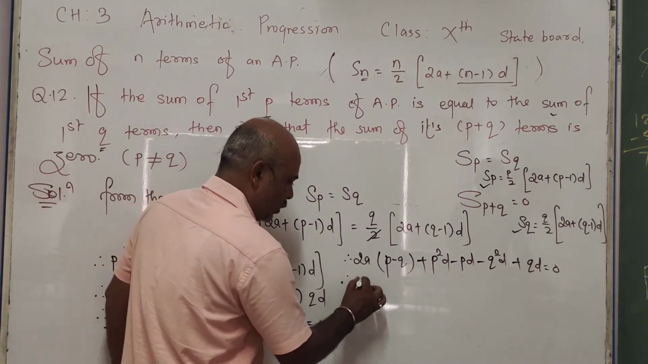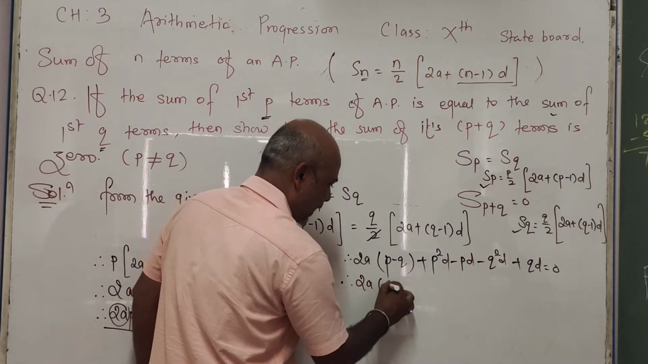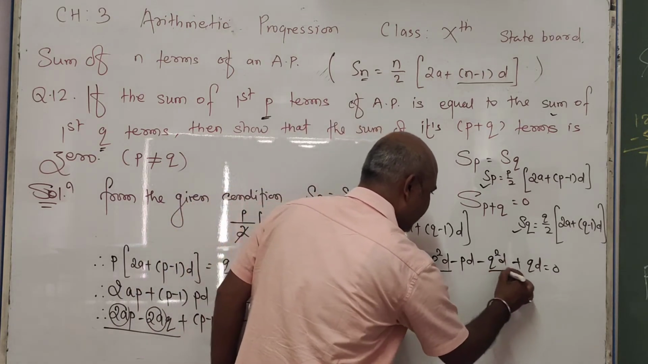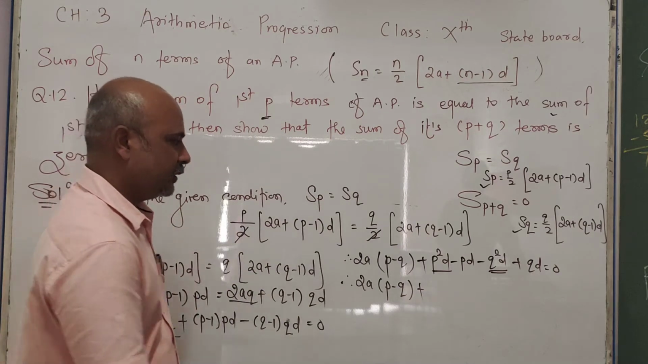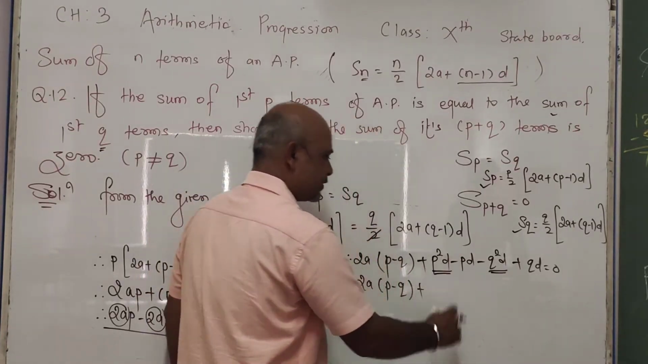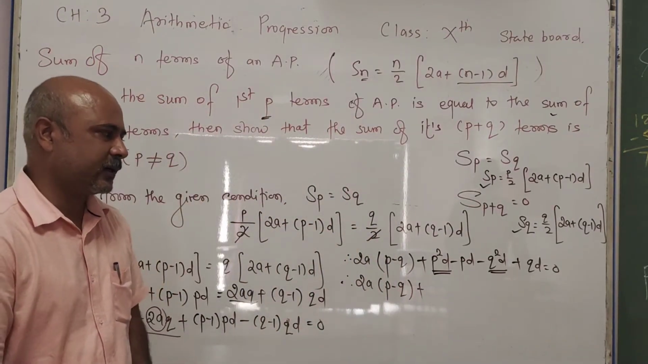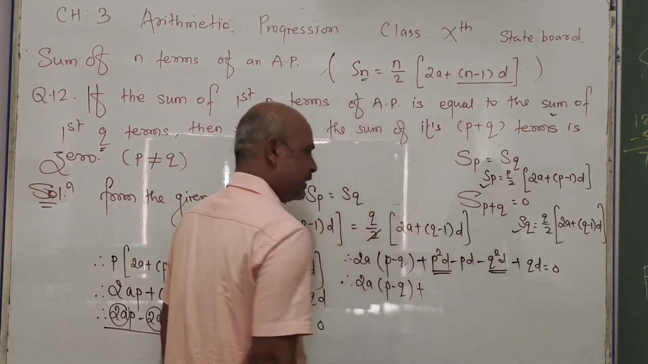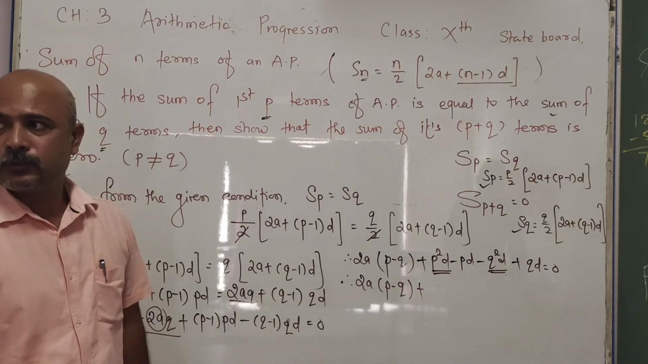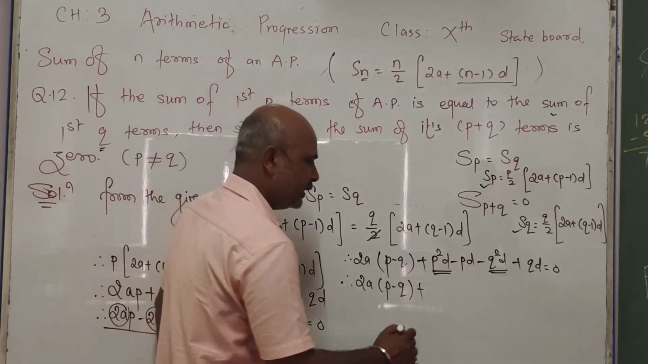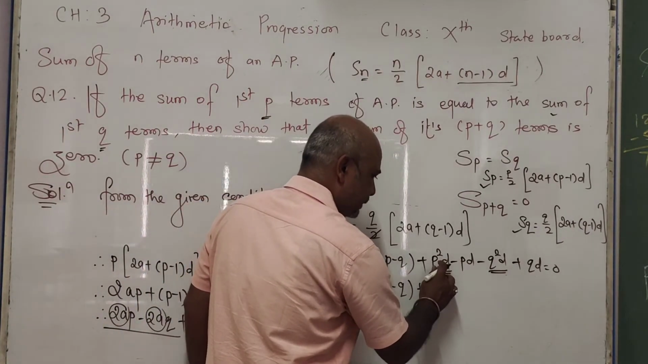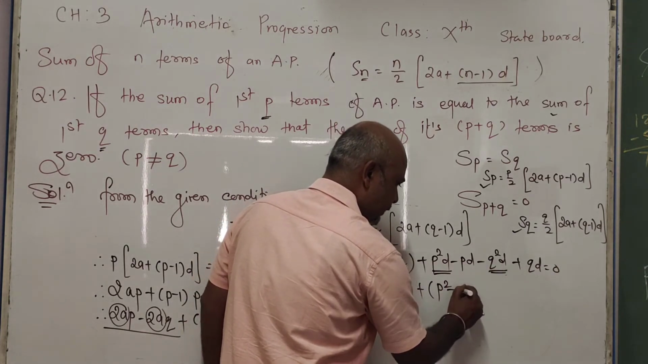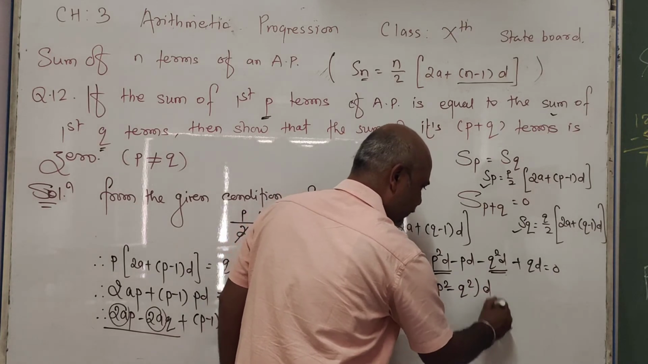Now therefore, student, 2a in bracket (p minus q) plus, now when we take these two terms together, p square d and minus q square d, what is common in these two terms, student? You will know d is common. So you will write here (p square minus q square) into d.